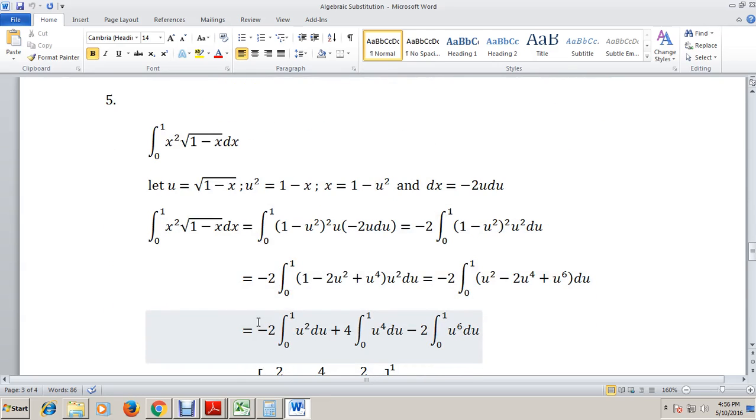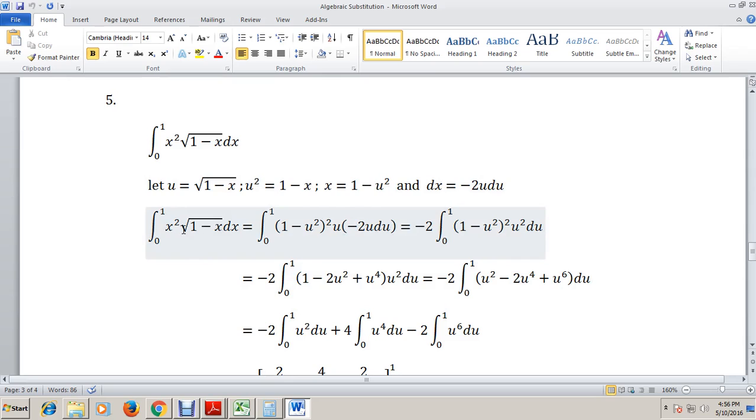Okay, so last example, we have example number 5. You have integral of x squared, square root of 1 minus x dx. Okay, so at this point, we let u equal to square root of 1 minus x. Of course, u squared becomes 1 minus x. Solving for x, x becomes 1 minus u squared. And of course, dx is negative 2u du.